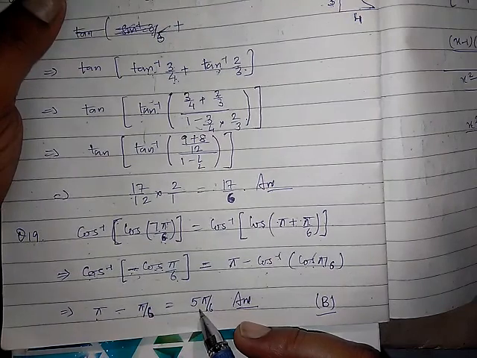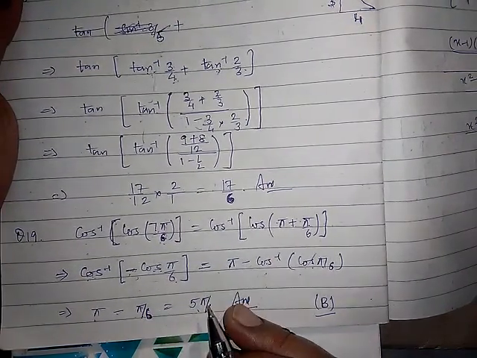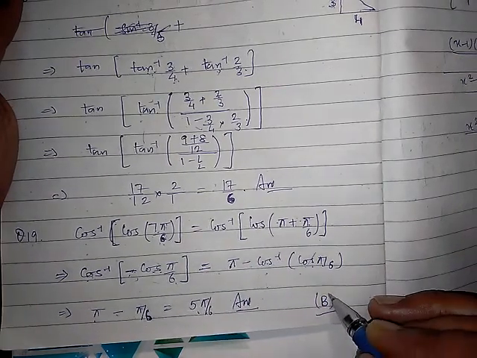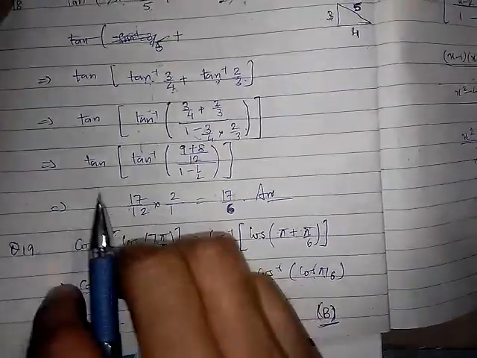Clear? So this is of the type where 4 options are given to you. You have to select the one, and out of that you can check in your book. This is matching with your option number B. Clear? So then come to your question number 20.